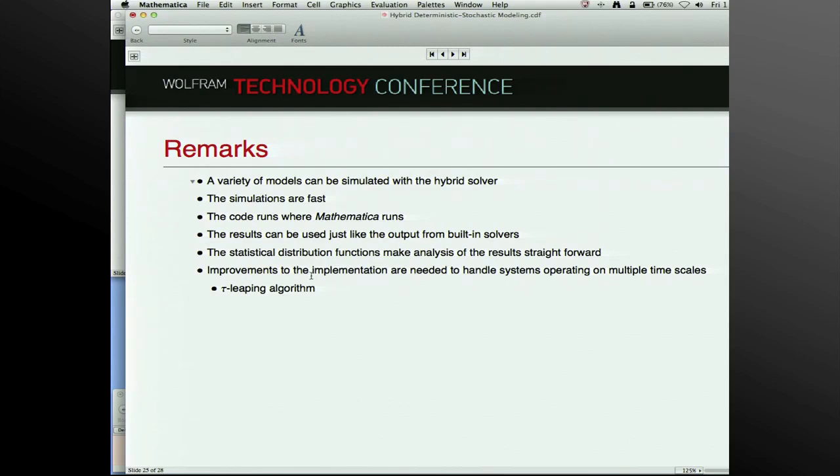Improvements that we could make. Right now, this system assumes that everything is operating on the same time scale, but that's not always the case. Sometimes you have some reactions that happen very, very fast and very often, and others that are important but happen much more slowly. And so we need a different algorithm to handle that. For example, the tau leaping algorithm that lets the very fast-acting reactions happen sort of on an average time scale, an average effect, and then we model the slow things more stochastically.